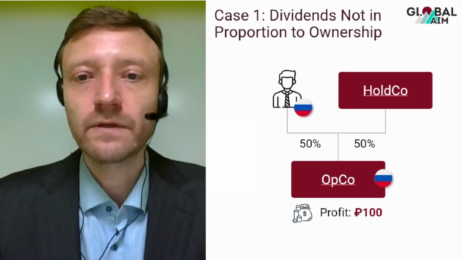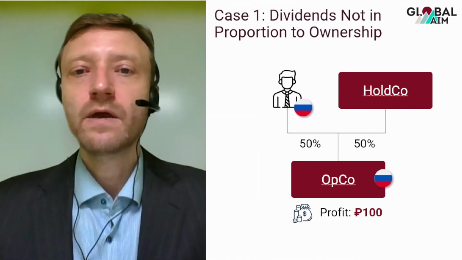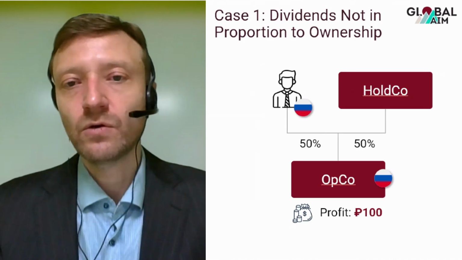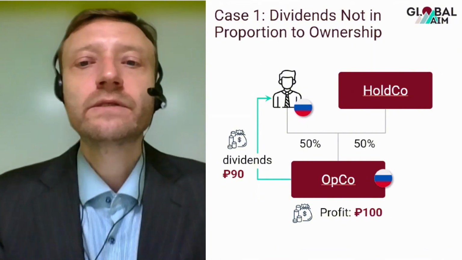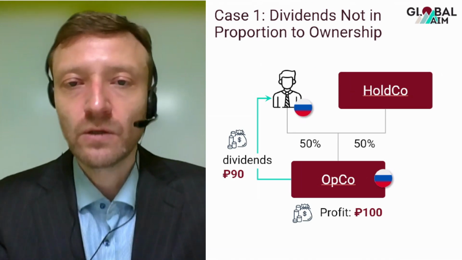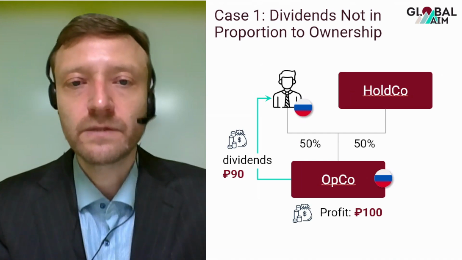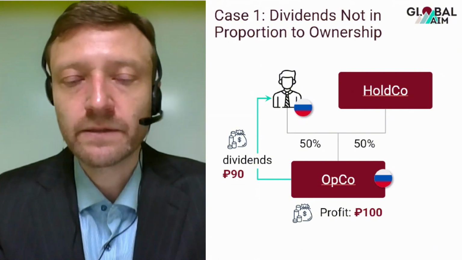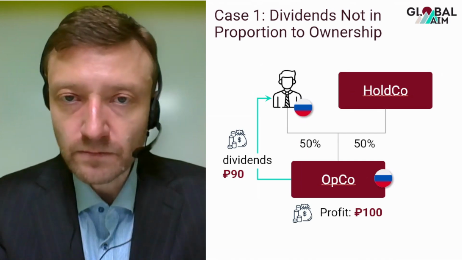But if the Russian operating company generated profit, let's say 100 rubles, and decides to distribute it to the shareholder in a share which exceeds the 50% share of his participation in the Russian subsidiary, then first of all, it is possible. So this 100 rubles of profits can be distributed to the 50% owner disproportionately, and in this example, 90 rubles of profits are distributed to the 50% shareholder, who happens to be an individual who is a Russian tax resident. What happens in this case?